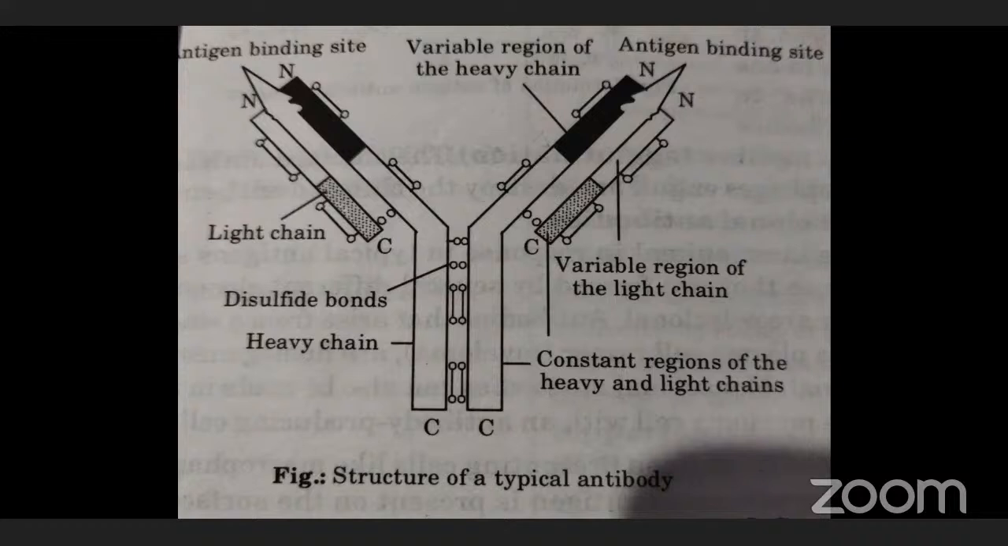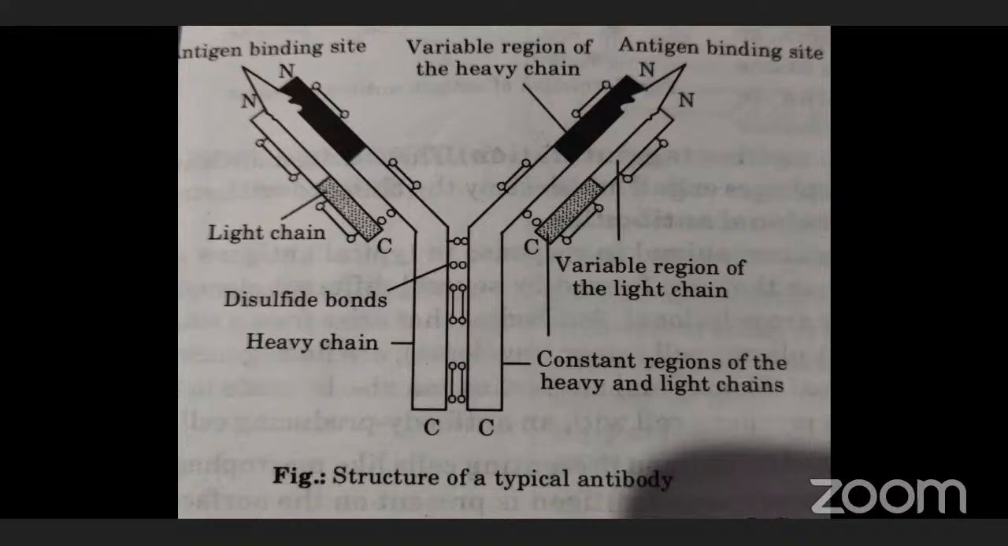The ability of an antigen to produce an immune response and react with the products is called antigenicity. And what is the meaning of immunogenicity? It means the ability of a material to induce an immune response is called immunogenicity. The next one: the substance which induces the immune response is called the immunogen.